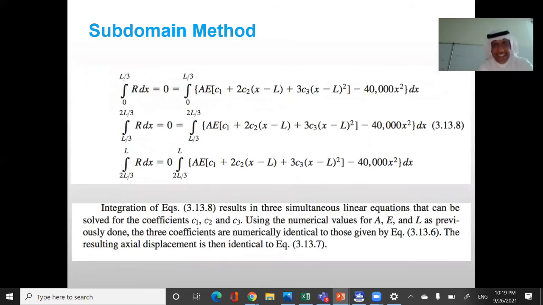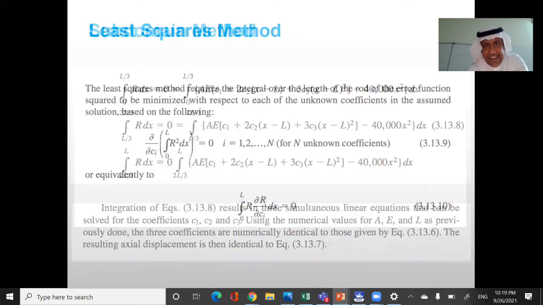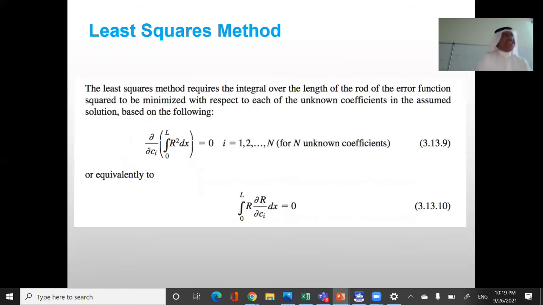See, he's integrating there, and he's finding this. Least square method. This is the third one. So with the least square method, you are not going to minimize R, but you are minimizing the square of the residual. Instead of having R, you are having R squared. You are minimizing this always with respect to your constants, because your constants are the unknowns.